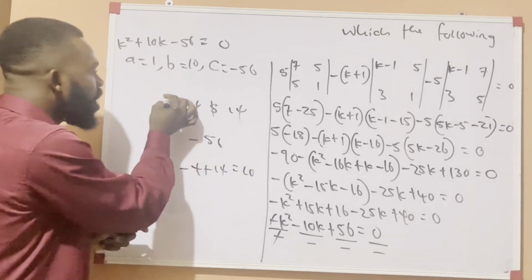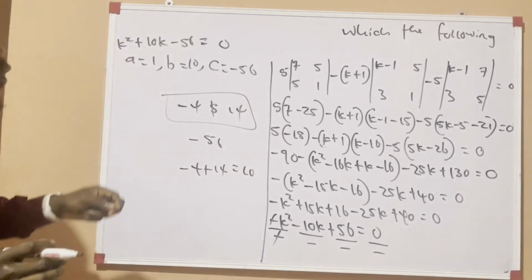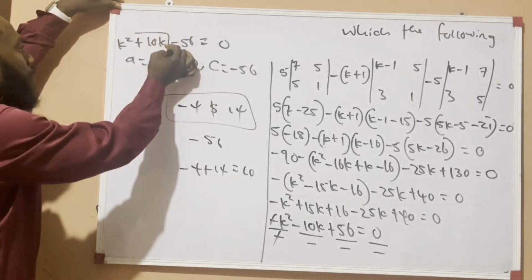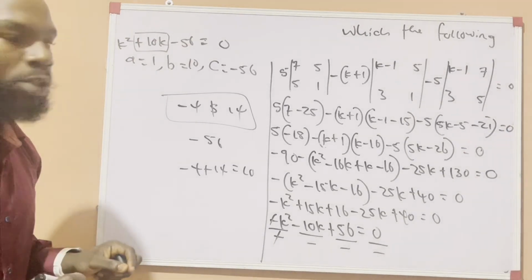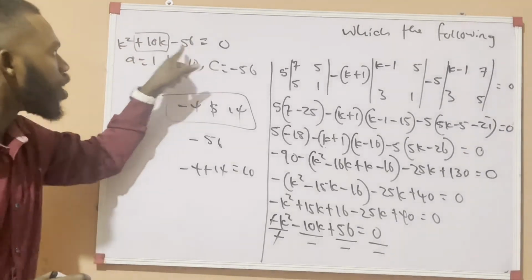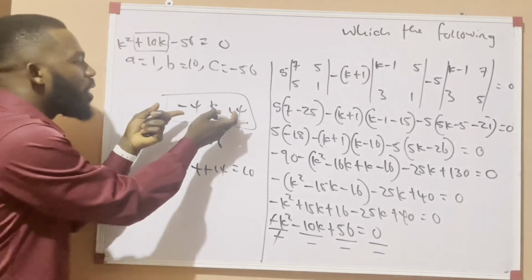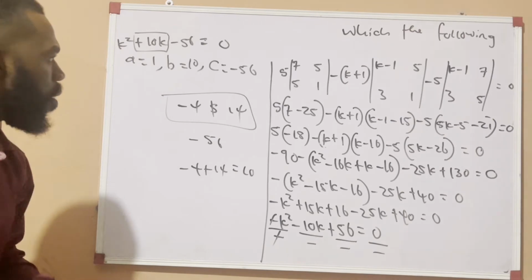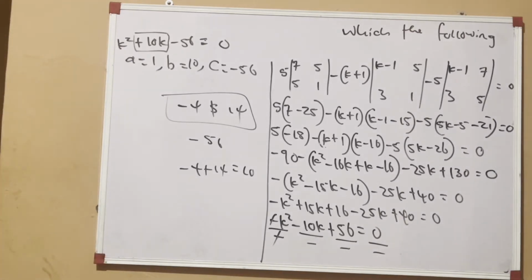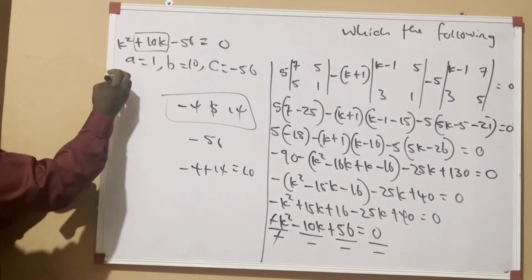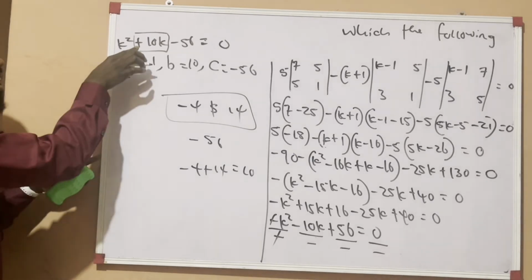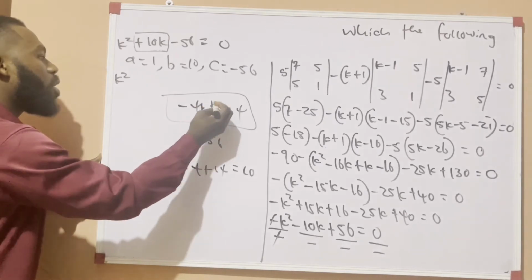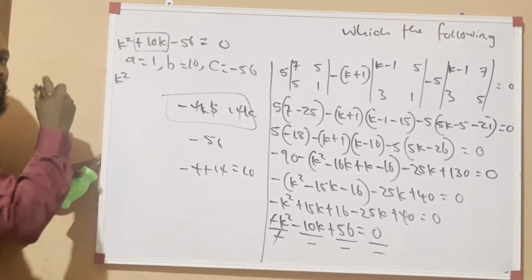So it means these two numbers are what we are going to use to replace the middle number, which is our B. You don't replace the A, you don't replace C. You only replace the middle number with these two numbers which we just thought of. Now, if we do that, it means we are going to be having k squared. Now, instead of writing plus 10k, I would write minus 4.